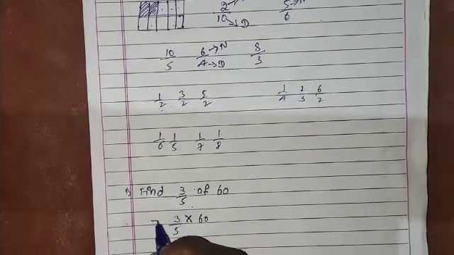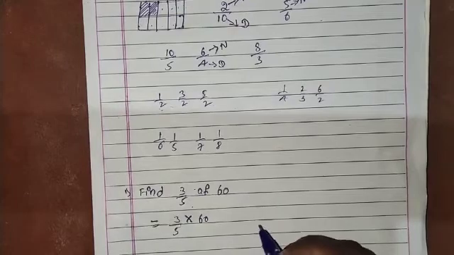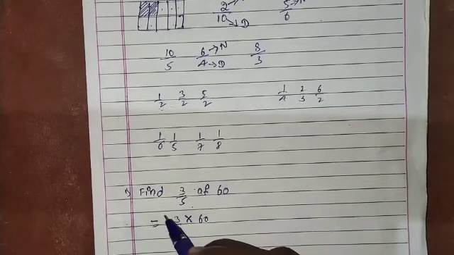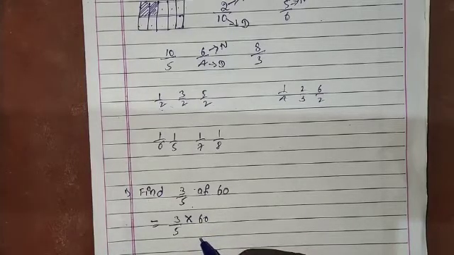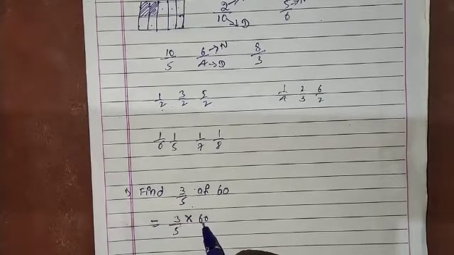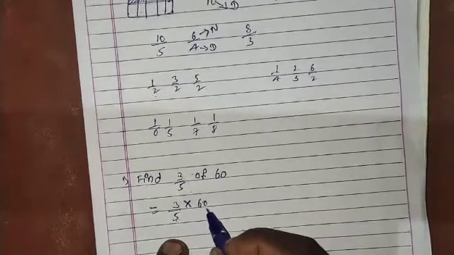Then how do we find the fraction of a whole? When we are solving this problem, we have to use two mathematical operations, that is division and multiplication. At first, we have to divide the whole number by the denominator. Here 60 is the whole number and 5 is the denominator. So 5 divides the 60.